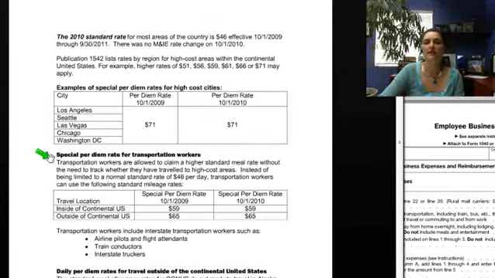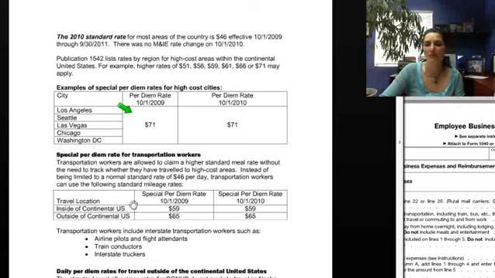Now, there is a special per diem rate in place for transportation workers. Transportation workers are allowed to claim a higher standard meal rate without the need to track whether they have traveled to high-cost areas. Instead of being limited to a normal standard rate of just $46 a day, transportation workers can use the following rates. Depending on what year you're talking about it does vary, but for both 2009 and 2010 it was the same. Transportation workers traveling inside the continental United States are allowed $59 a day, and outside the continental United States, $65 a day. They can claim these higher rates, or they can claim the lower rate and track the cities that they're in, but in general, they don't do that.